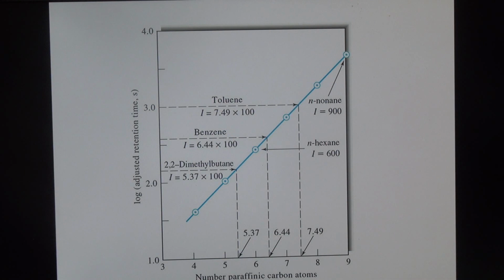So retention index is a kind of factor which can be used for qualitative analysis. Basically, they can be compared with normal alkanes.